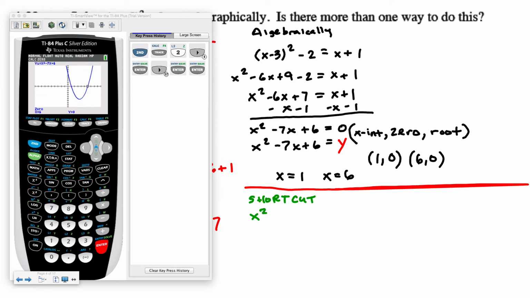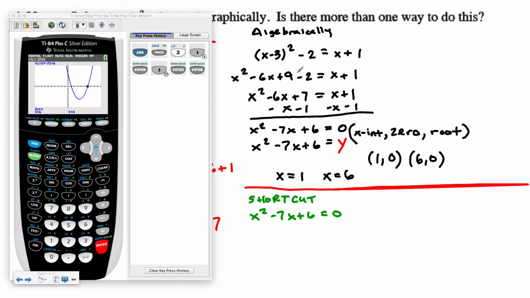Right now we had x squared minus 7x plus 6, and we said that equaled 0 first, and then we turned it into a function. There is another way you can do it. Instead of simplifying the whole thing, all we really ended up doing was moving our quantity from the right side of the equation over to the left side.